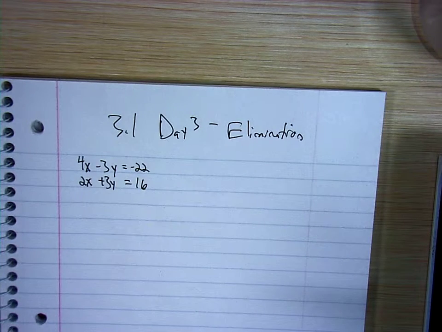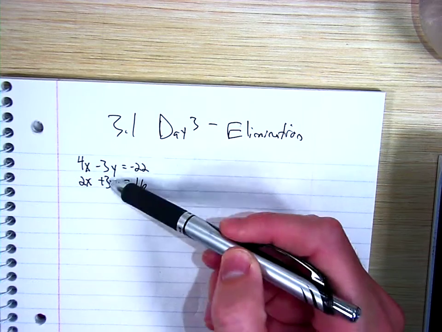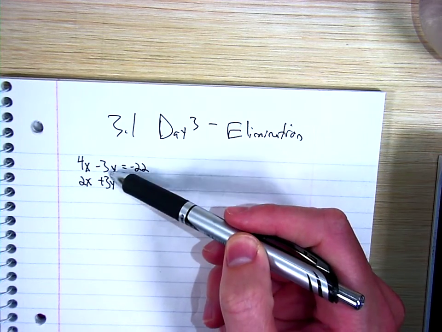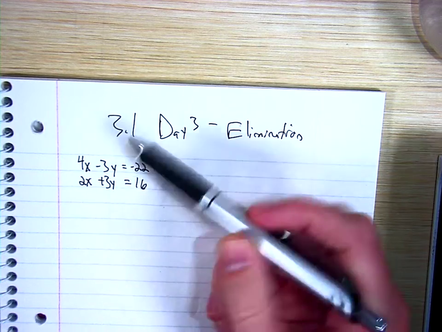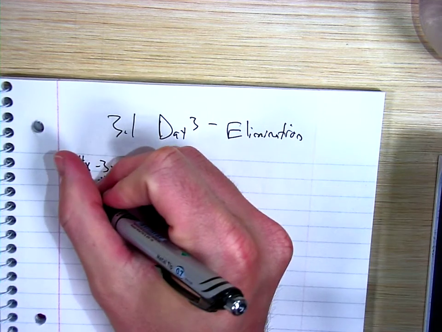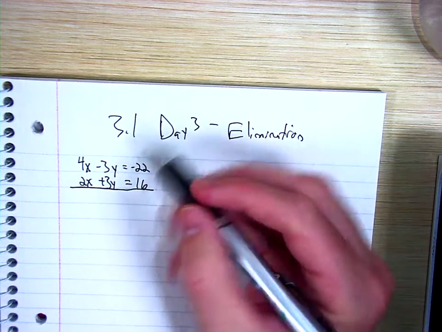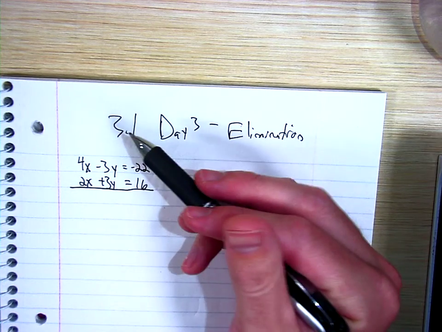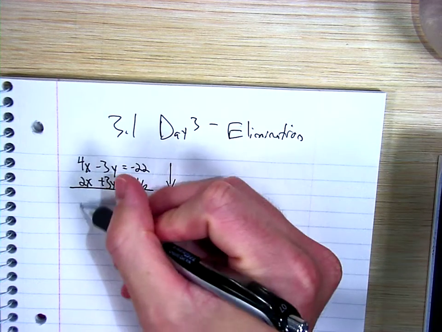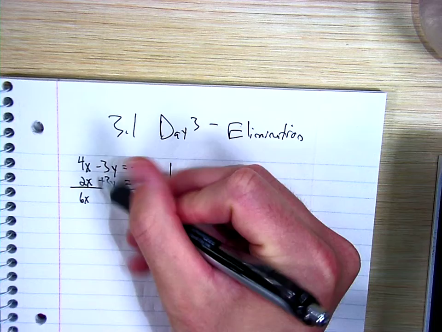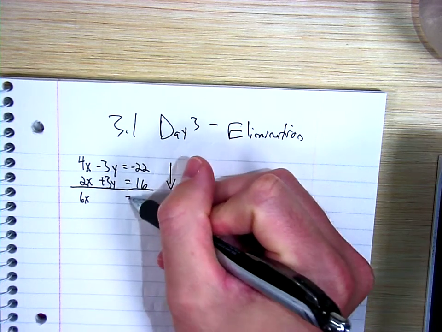Alright, with elimination, we try to get one variable to match up, but be opposite signs. So we have a negative 3y and a positive 3y. Okay, this is pretty much a gimme here. This is the easiest type of problem you could have where it's already set and ready to go. So when I add down, I'm going to get 6x, and now my y's, negative 3y plus 3y, are going to cancel out, or they're going to get eliminated.